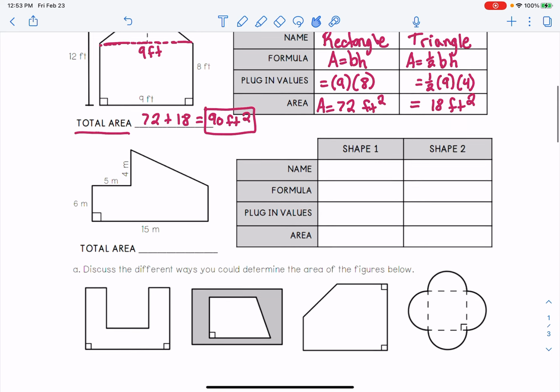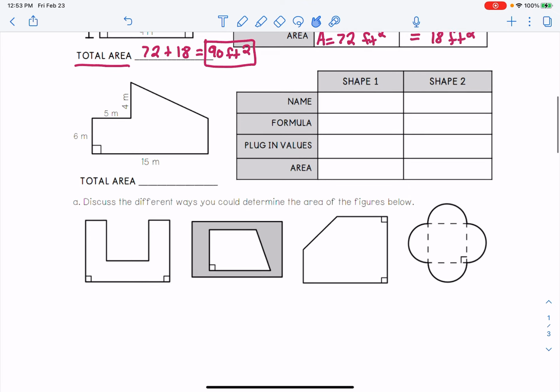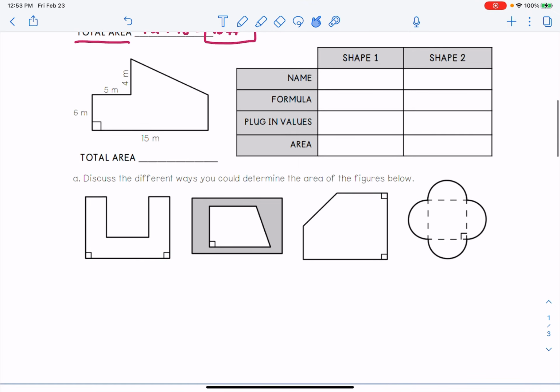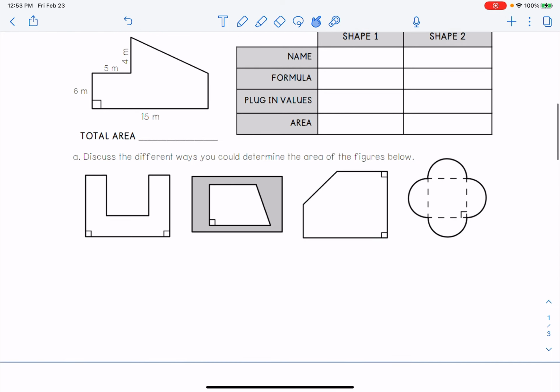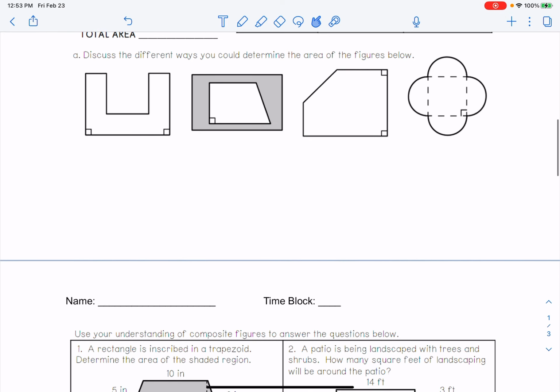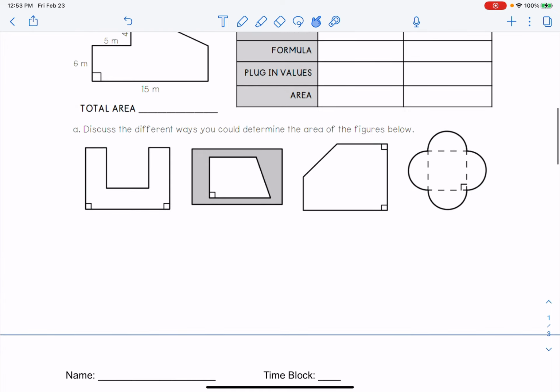All right, I'm going to let you do the next example on your own. Let's discuss part A down here first, though. Discuss the different ways you could determine the area of the figures below. So on the next page, you're going to have some figures that are slightly more complicated. They're going to be more than 2 figures, or maybe you have to add or subtract. So let's discuss how you might solve them by looking at these here.